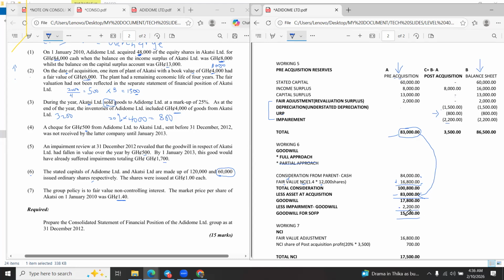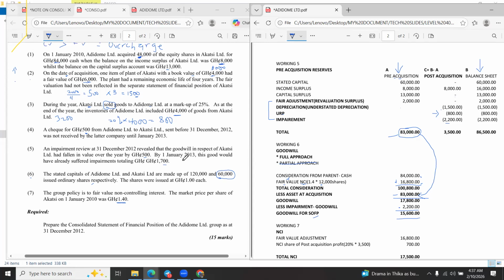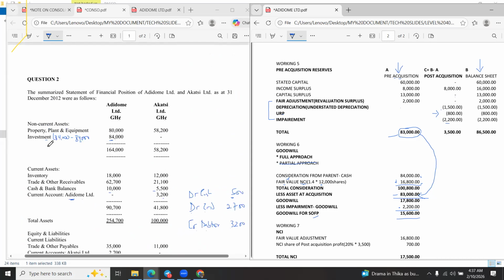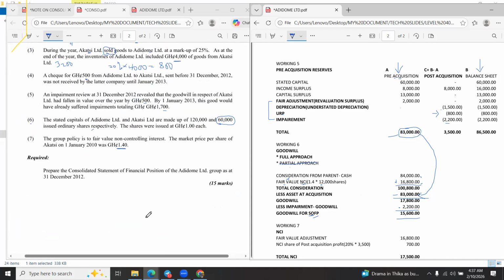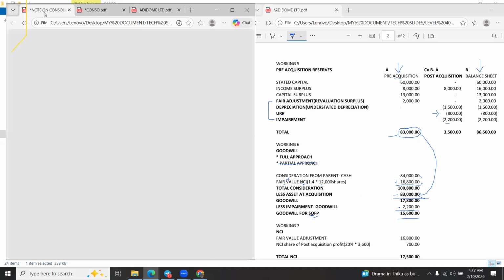So this goodwill must be sent to the statement of financial position as a non-current asset. That is why you left a space there. So once you determine goodwill and it is positive, straight you send it to the non-current asset part of the question. So you realize that when I was telling you, I told you when you write, you leave some space. So leaving that space means that we are going to fill in that space with what we call the goodwill.